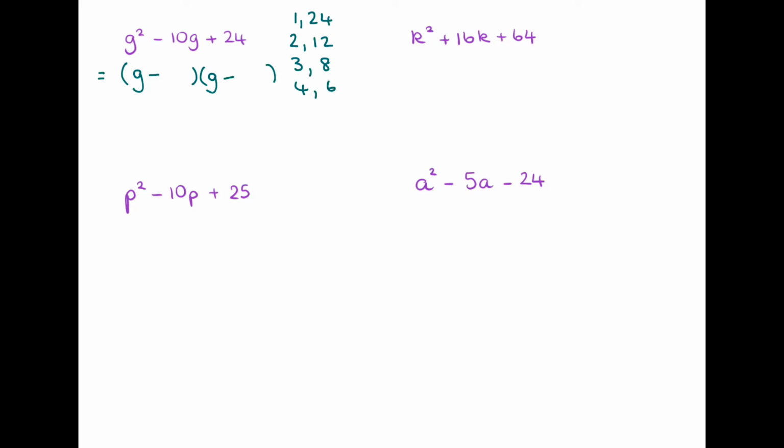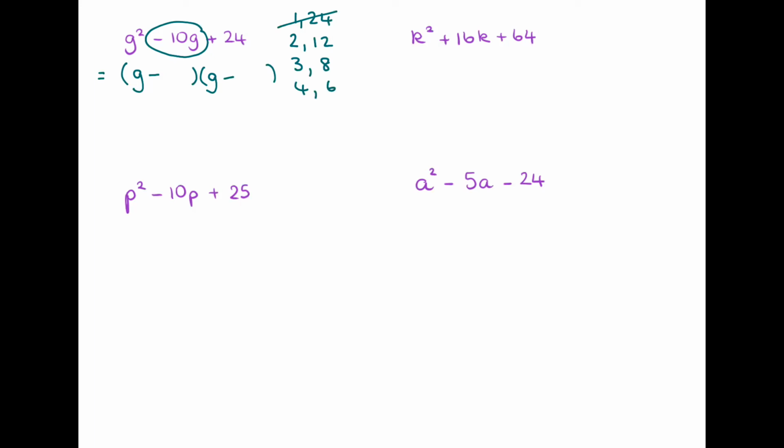And now we have a look at each of our pairs of factors and work out how we're going to get negative 10 out of those. Okay, we can't make 10 out of 1 and 24. We can make 10 out of 2 and 12, but remember, the signs have to be different for that to happen.